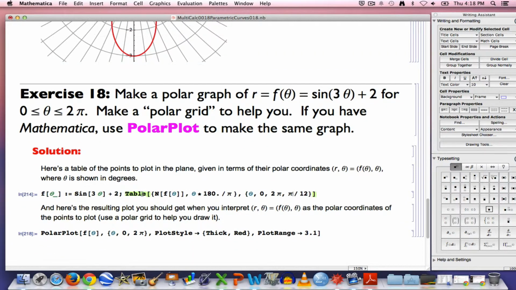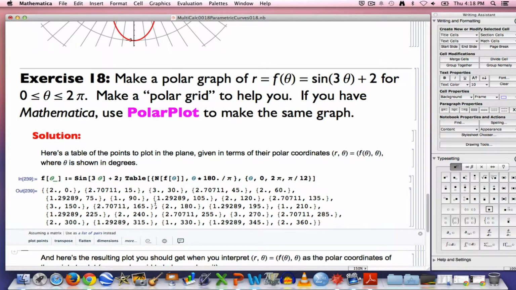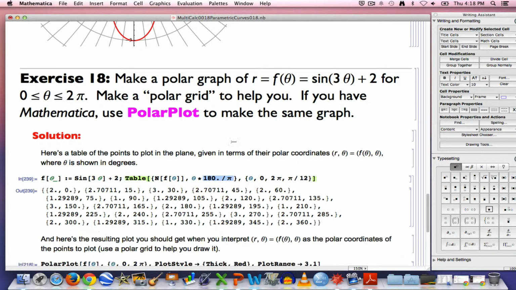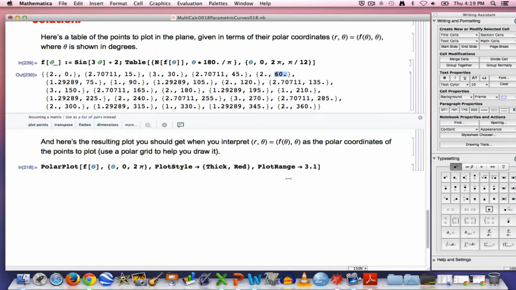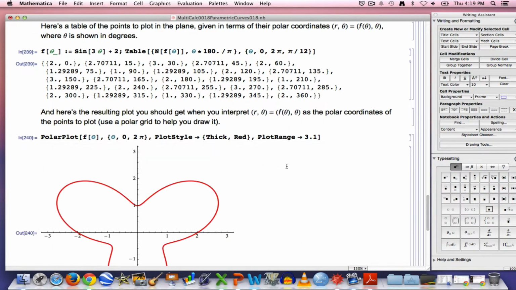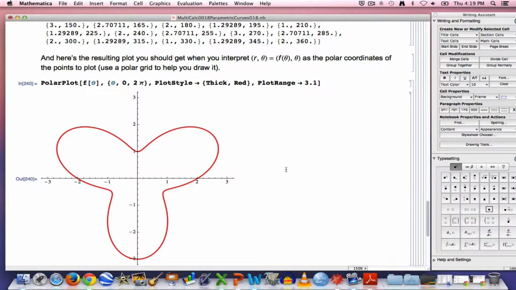You might want to make a table of values. So you can use Table to make a table of values here like I'm doing. These are all the points you would plot, the first coordinate being r, the second coordinate being theta. I did take the time to multiply the thetas by 180 over pi here so that these theta values are in degrees. So 15, 30, 45, 60 degrees. And here's the plot that you should get. A 3-leaf clover, or flower, or whatever you want to call it.